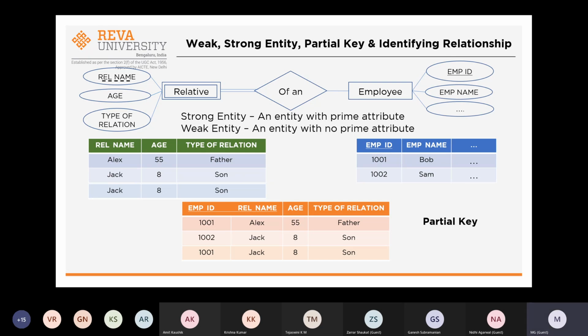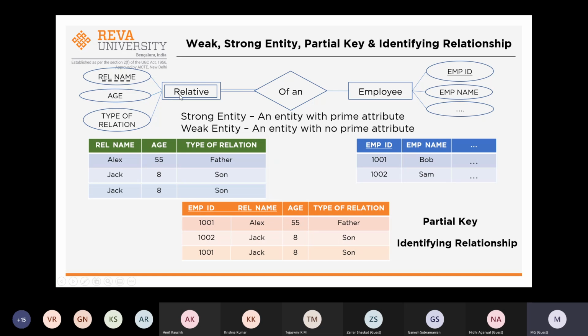Now, any relation between a weak entity and a strong entity wherein the weak entity is in total participation in that relationship is called an identifying relationship. I'll come again, very simple. Go through the picture as well.